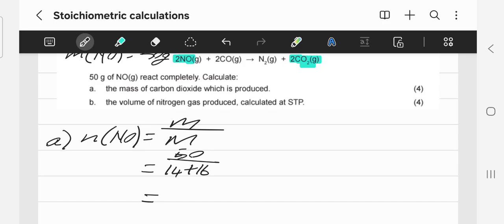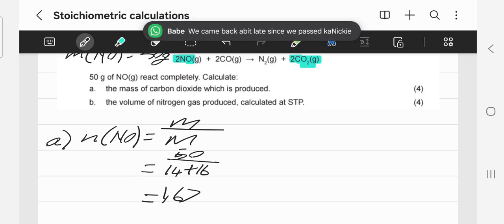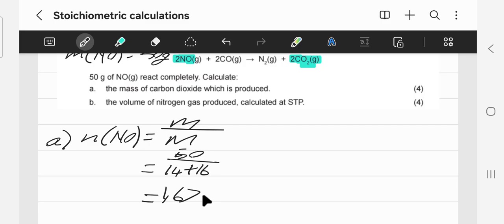Okay, so now we are going to put all of this on the calculator for the sake of saving time. We'll say 50 divided by 14 plus 16. And the answer that I'm getting is 1,66667. So I'm going to round off that answer to 1,67 mole. Let me just rewrite it. The answer is going to be 1,67 moles.